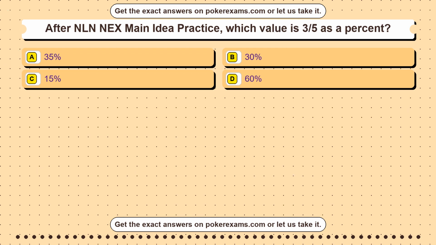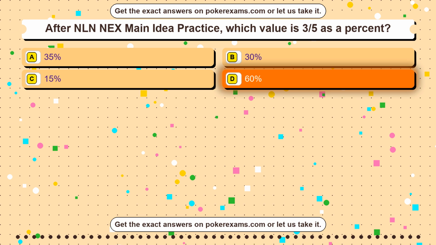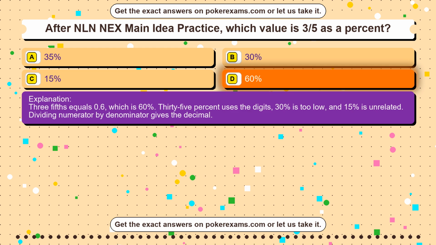Question 26. After Get History Practice Test, which phrase identifies author bias? Option A, neutral data. Option B, balanced evidence. Option C, exact citation. Option D, loaded language. The correct answer is option D. Loaded language can reveal bias because it pushes emotion or opinion. Neutral data, balanced evidence, and exact citation usually strengthen reliability. Bias often appears in word choice.